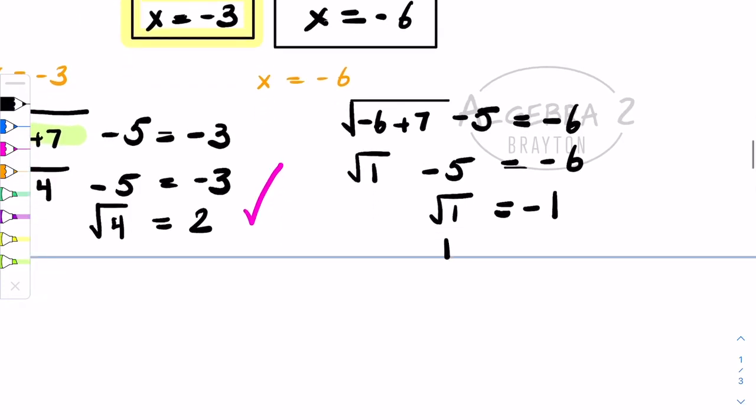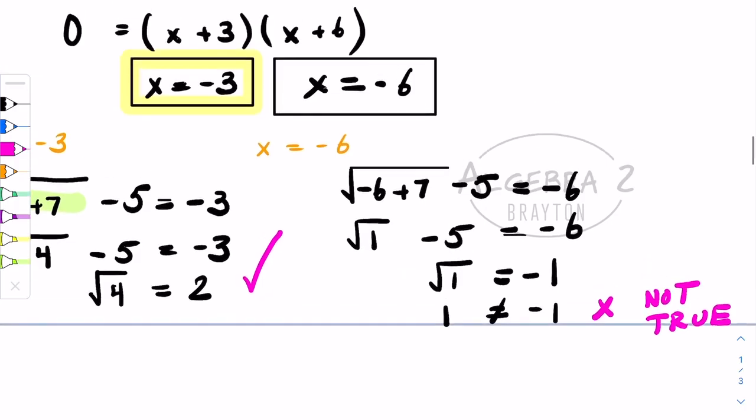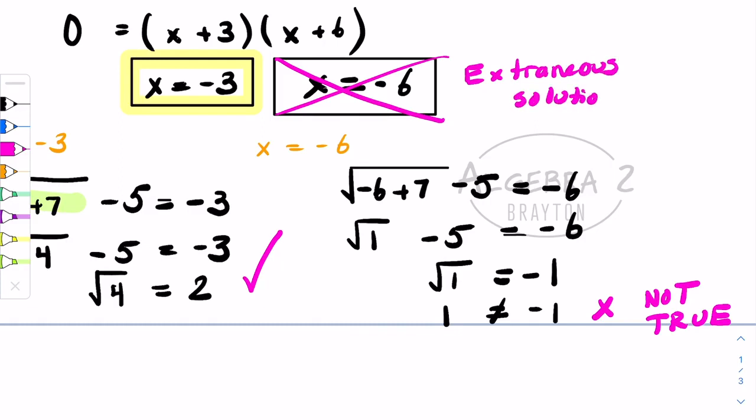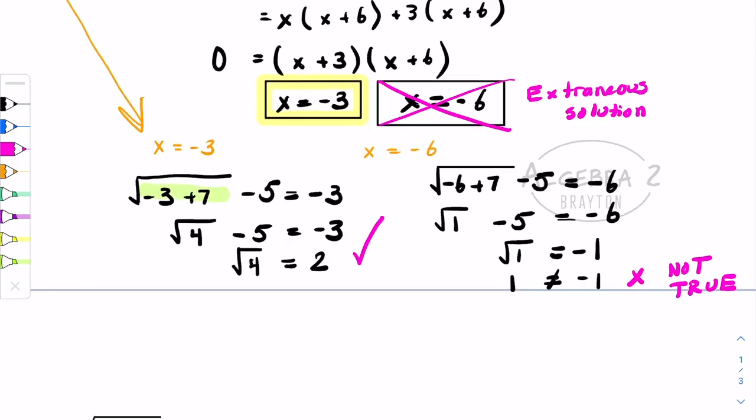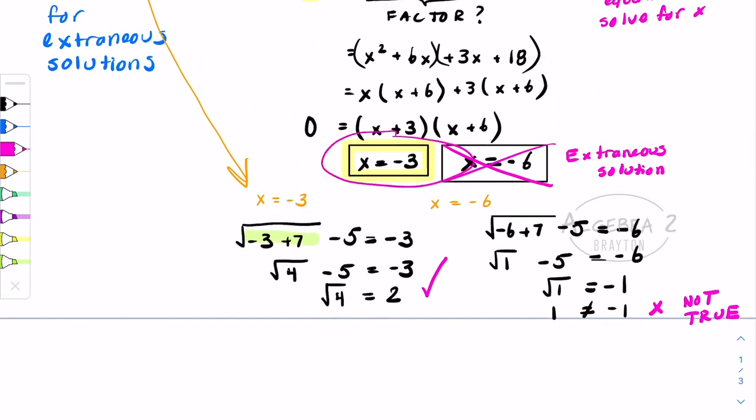The square root of 1 is 1, not negative 1. So this right here is not true. That means this value, the solution of negative 6, is an extraneous solution. And our only solution is x equals negative 3.